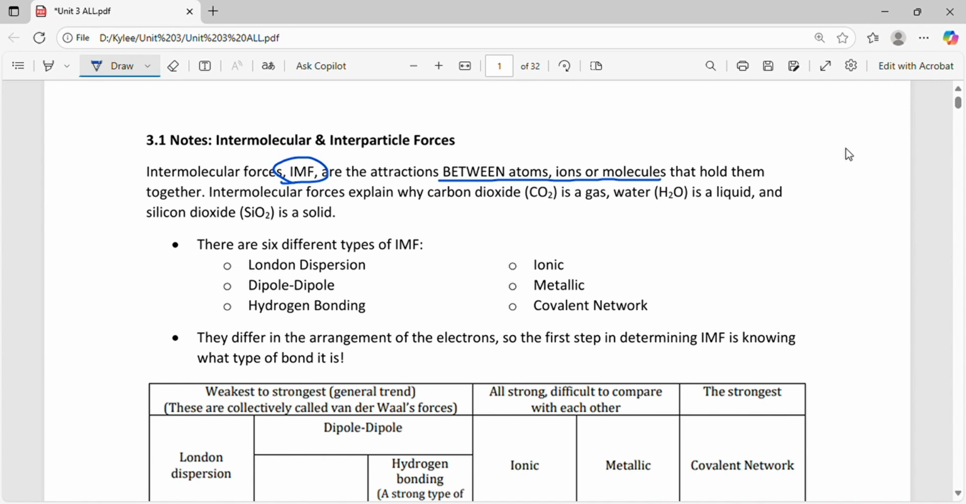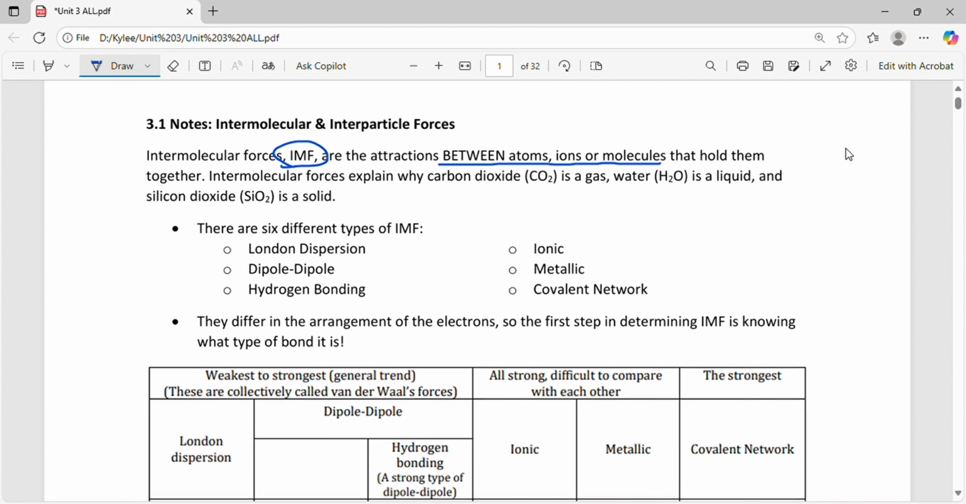For example, why carbon dioxide is a gas at room temperature, while water is a liquid at room temperature, and silicon dioxide is a solid at room temperature. We can attribute all of those physical properties of those compounds to the different types of IMFs that they experience.